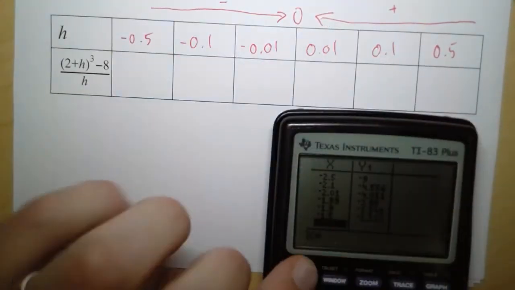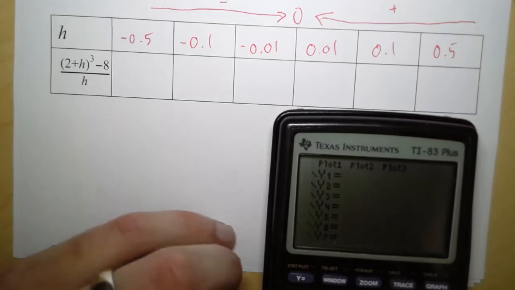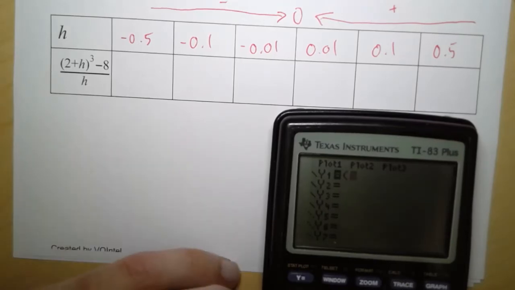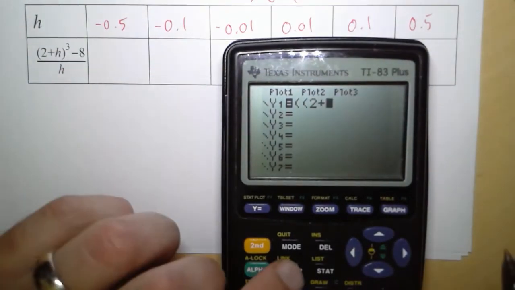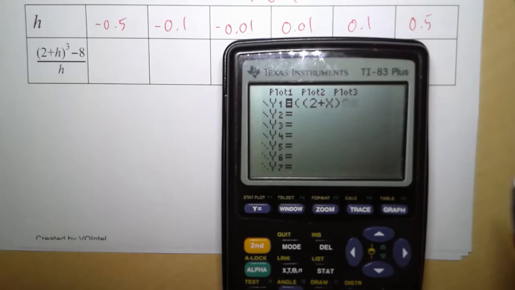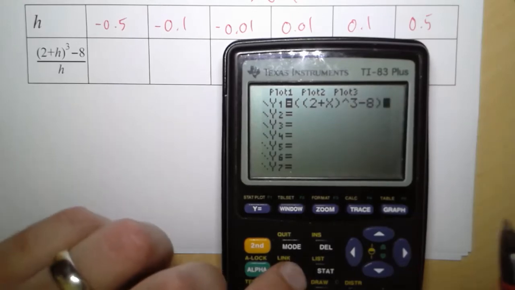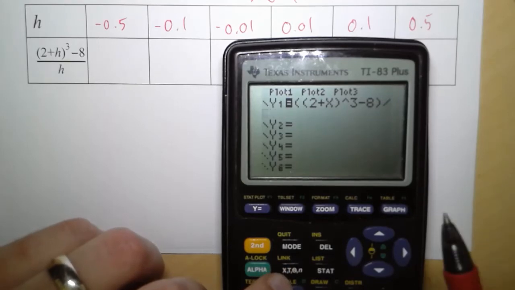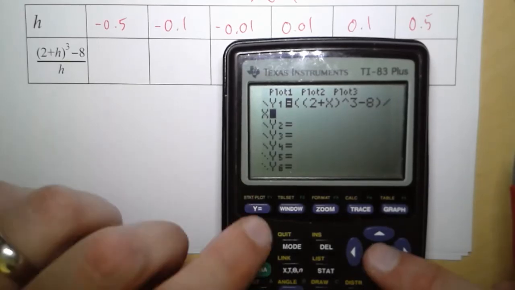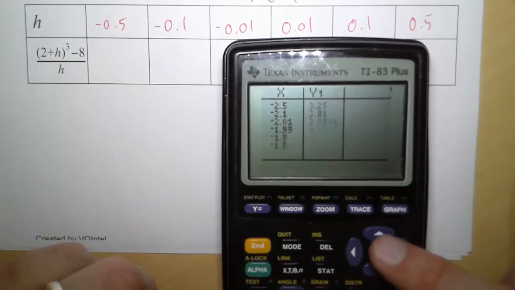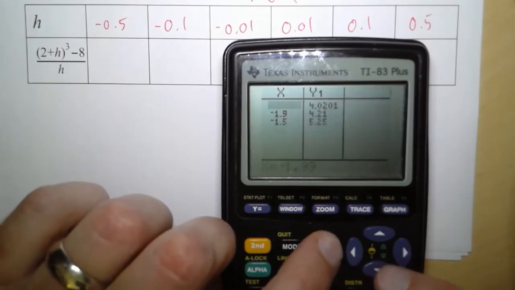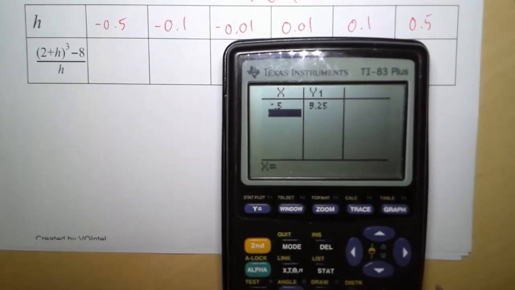So, looking at number 6, we'll type this in, parentheses for the numerator, second parentheses for the expression 2 plus h, cubed to the third, minus 8. Close off that parentheses for the numerator. We divide by, we don't need a parentheses because it's just the variable, h. All right, so now we go to our table. So delete all these. -0.5, -0.1, -0.01, 0.01, 0.1, 0.5.